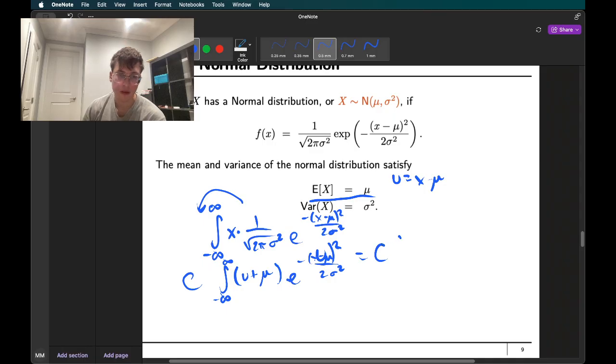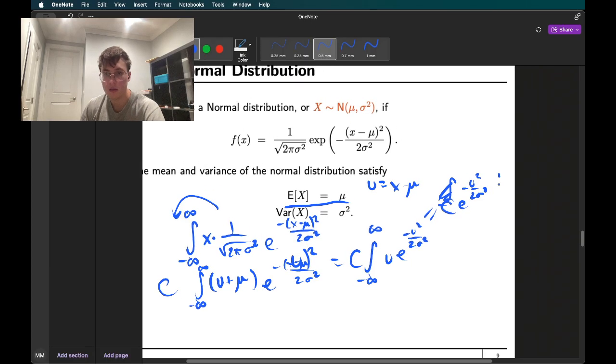So yeah, the point that I'm trying to make here is that when you integrate this function, the first function, u times e to the minus u squared divided by 2 sigma squared, you end up with e to the minus u squared over 2 sigma squared. Then there's a constant here that I don't care about. And then it's from positive infinity to negative infinity.